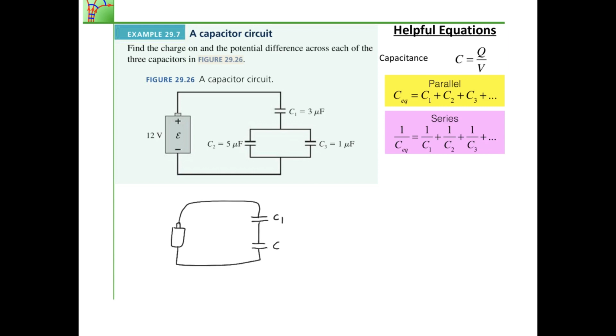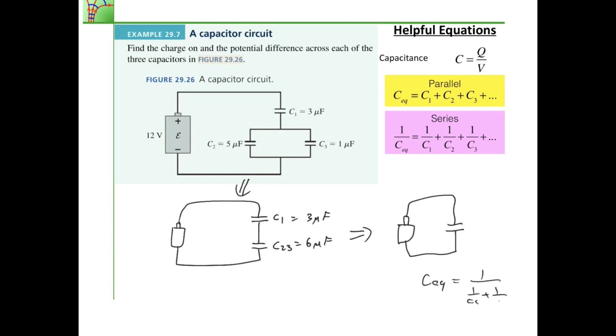This is C23, and you just add them directly together. That is 6 microfarad, and C1 is still 3 microfarad. So we've added those 2 together. That was the first step. The second step is adding those 2 that are left, C1 and C23, into one equivalent capacitance. The equivalent capacitance for adding 2 in series, remember, is 1 over C1 plus 1 over C23. When you work that out, you end up with 2 microfarads. So the equivalent capacitance of the whole thing is 2 microfarad.